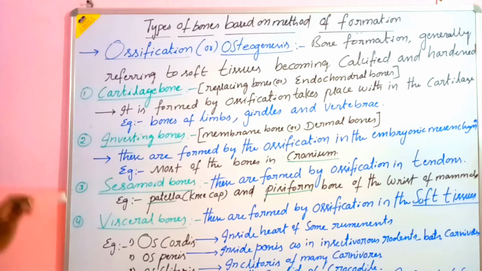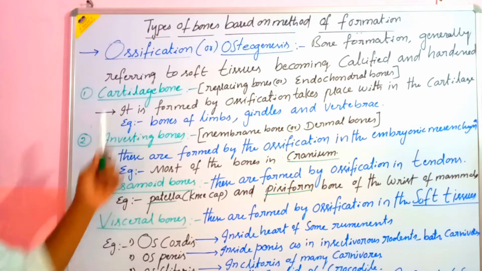Types of bones based on the method of formation. There are four types. One is cartilaginous bone, second is investing bone, third is sesamoid bone, and last is visceral bone. Let us look at them one by one.